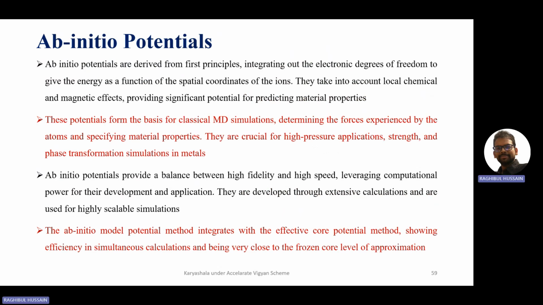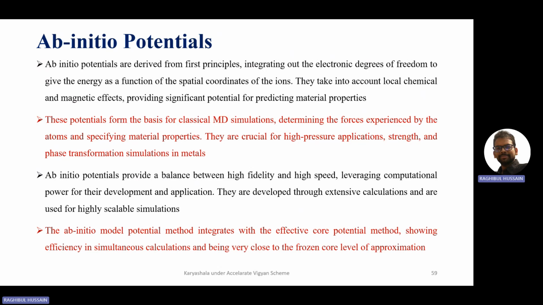Next is the ab initio potential. So probably you have already gone through it. Ab initio potentials are derived from first principles, right? So what is the first principle? Can anybody? Yes. Okay. So integrating out the electronic degrees of freedom and giving the energy as a function of the spatial coordinates of the ions.